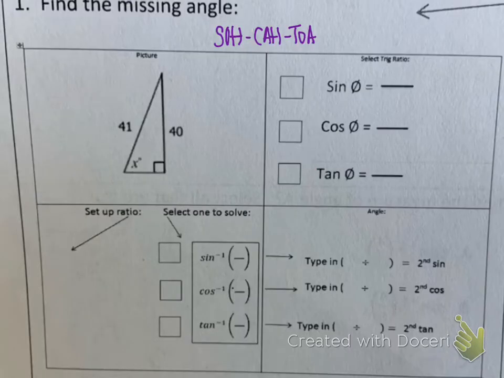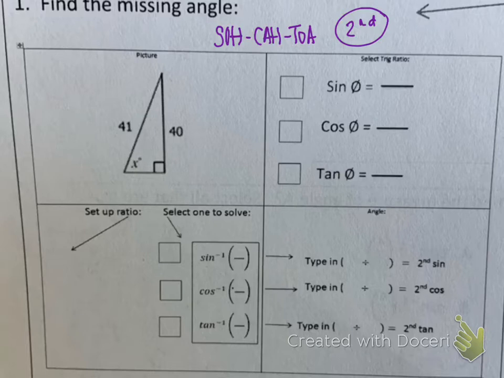So for our goal today, for the next couple examples, instead of finding a missing side of a right triangle, we're going to be finding missing angles this time. And so the button on your calculator that you're going to be using is the sine inverse button, or cosine inverse, or tangent inverse, which just means that you're going to have to hit the second button in order to get those buttons on your calculator.